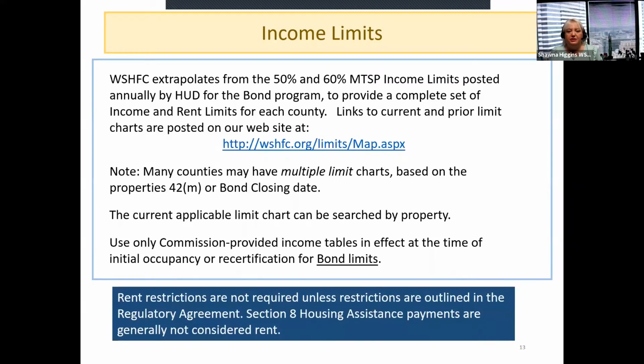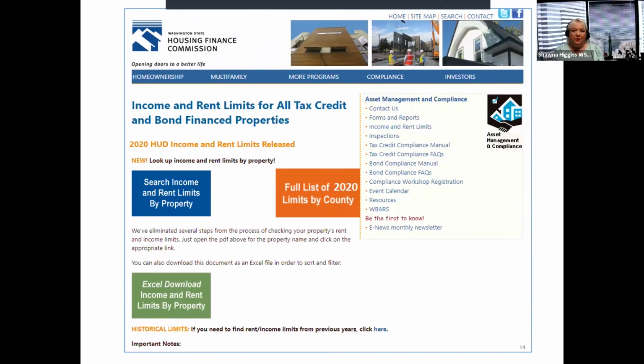And then rent restrictions are not required unless restrictions are outlined in the regulatory agreement. And Section 8 housing assistance payments are generally not considered rent. So to be able to find your income limits, you go back, this is our website.